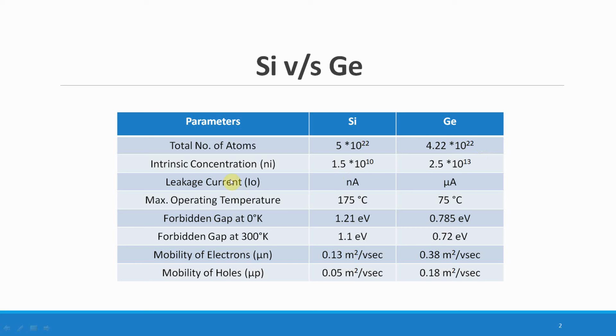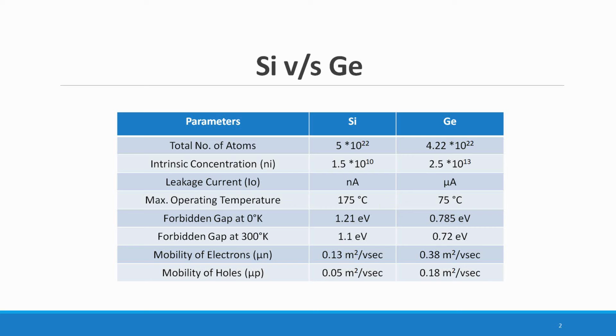Leakage current. We define leakage current as a current flowing due to the minority charge carriers. Like if we have an N type extrinsic semiconductor, then the current contributed by the holes we call the leakage current. In silicon, the leakage current is in the order of nanoampere, whereas in germanium it's in the microampere. Next, the max operating temperature for silicon is 175 degrees Celsius, whereas germanium has 75 degrees Celsius.